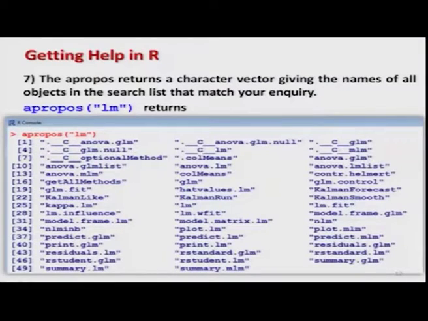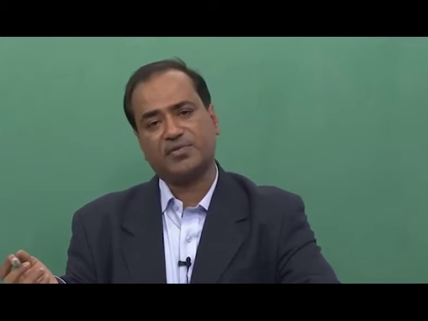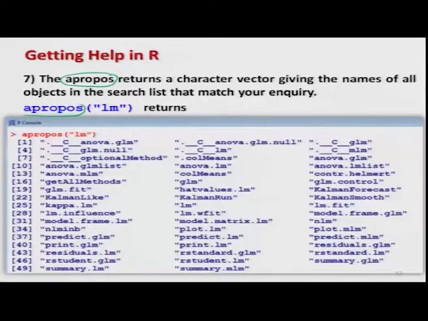Now there is another command, apropos. Apropos is a command that will show you what is where. For example, suppose I have some idea of a word, say lm. You will find that lm is a command for linear models. But anyway, suppose I have a brief idea that there is some command which I remember that contains two letters lm. So I will type apropos here, and inside the bracket within the double quotes I will write lm.